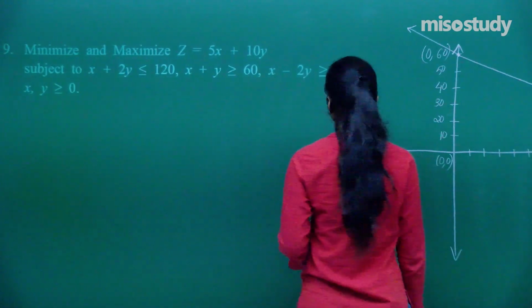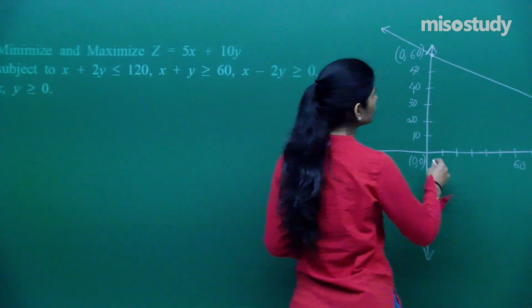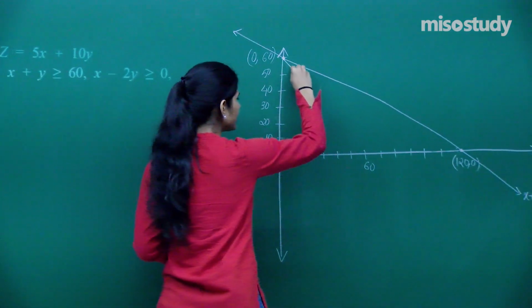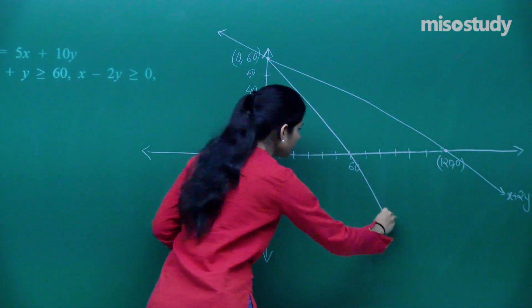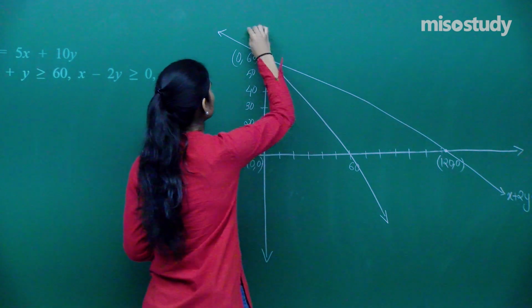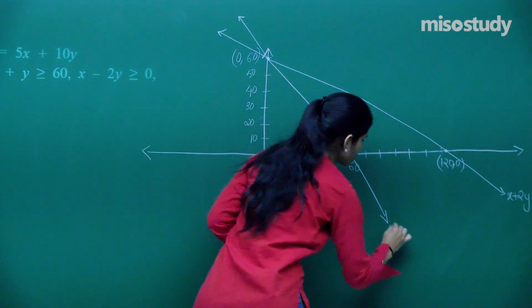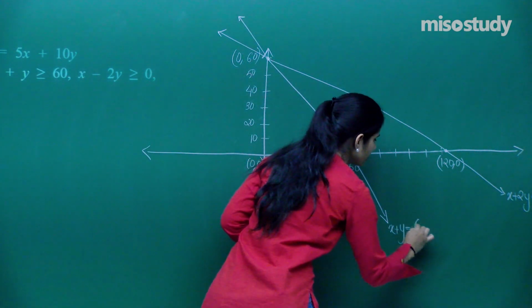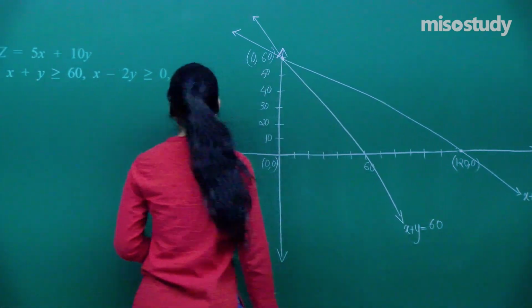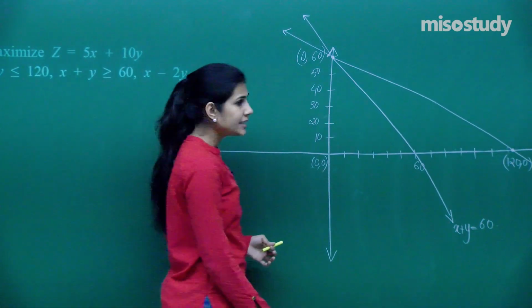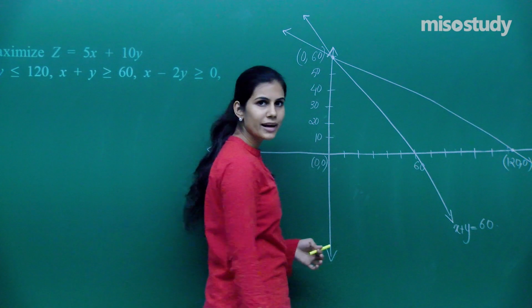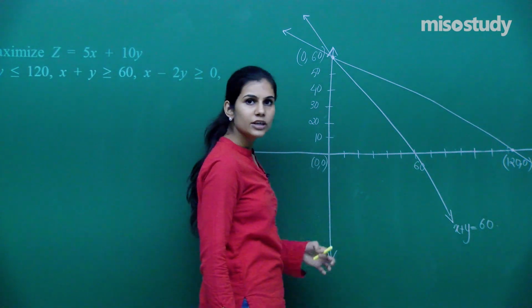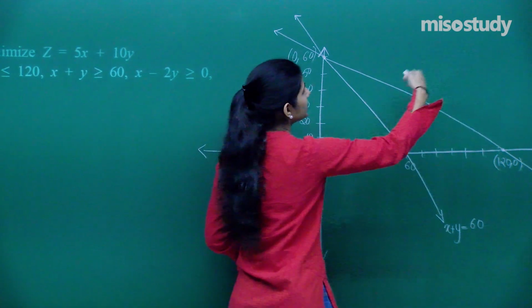Then you have x plus y greater than or equal to 60, so x plus y equals 60. When x is 0, y is 60, when y is 0, x is 60. So I have this as the line x plus y equals 60. For greater than or equal to 60, put x equals 0, y equals 0, right? 0 is less than 60, so it is the other side of the line.